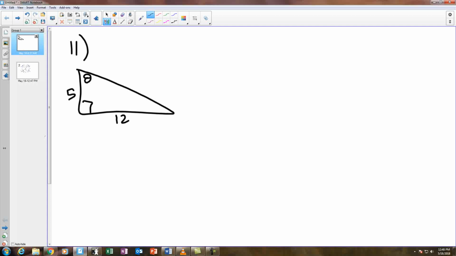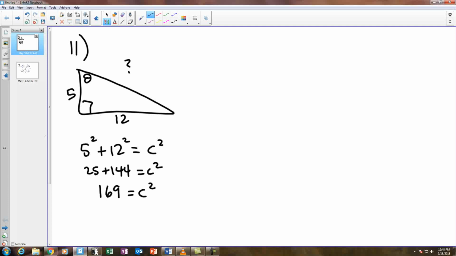Because I know the 2 sides and I don't know the hypotenuse, it's just a squared plus b squared equals c squared, c being the hypotenuse. So I can do 5 squared plus 12 squared equals c squared. That's 25 plus 144 equals c squared. That's 169 equals c squared. Now, here's where we take a square root, and there's a little bit of a catch.